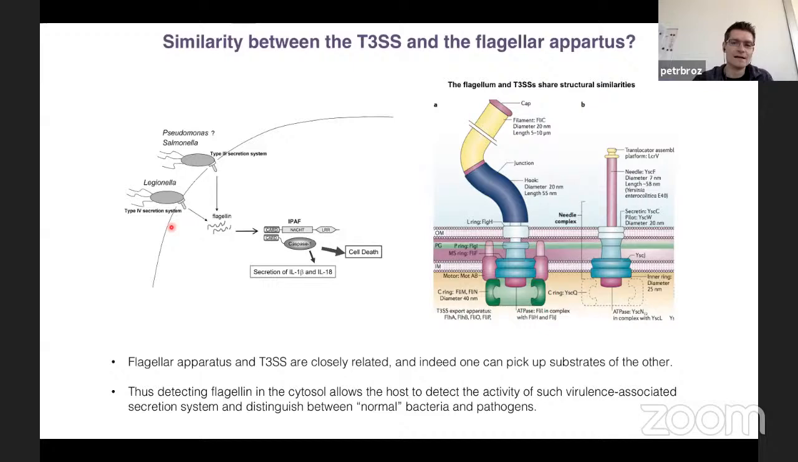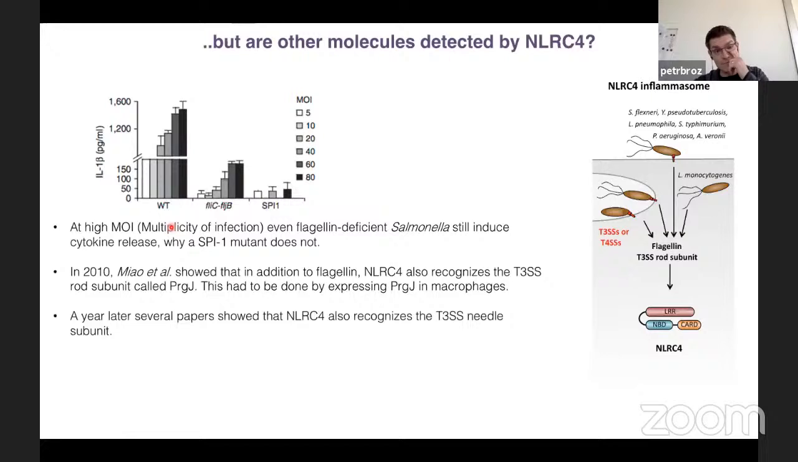Now, is flagellin actually the only molecule detected by NLRC4 or NAIP? So I showed you this data already. In this case, macrophages were infected by wild-type Salmonella, a FliC mutant, or an SPI1-deficient mutant. SPI1 is this secretion system here in red.